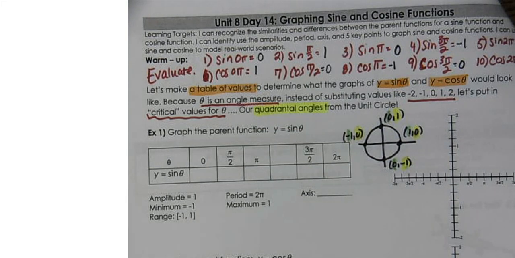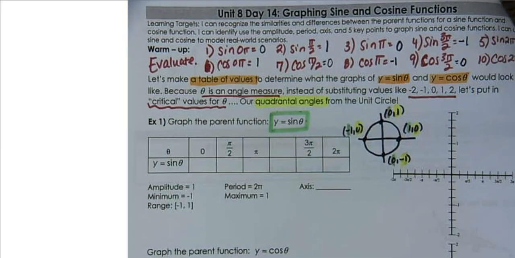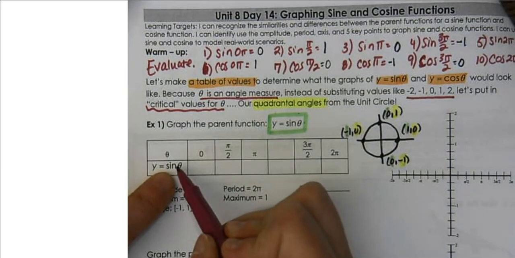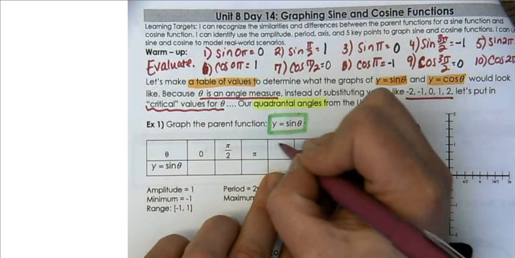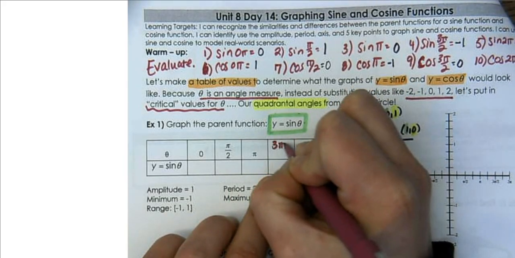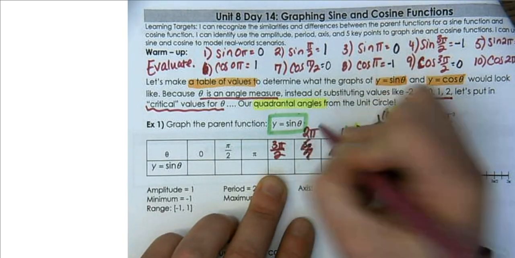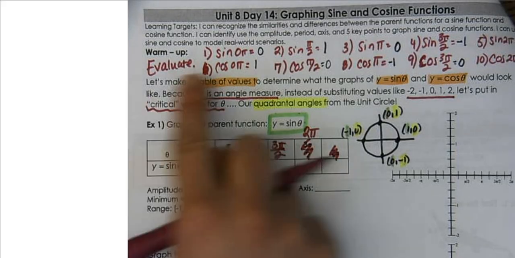So let's go ahead and look at our first graph, which is for y is equal to the sine of theta. So we're letting theta be 0, pi over 2, pi. There was an error with this, so we're going to write 3 pi over 2 right here. And I'm going to scribble this out, and we're going to write 2 pi right here. So I am going to put in all of the values that we had in our warm-up.